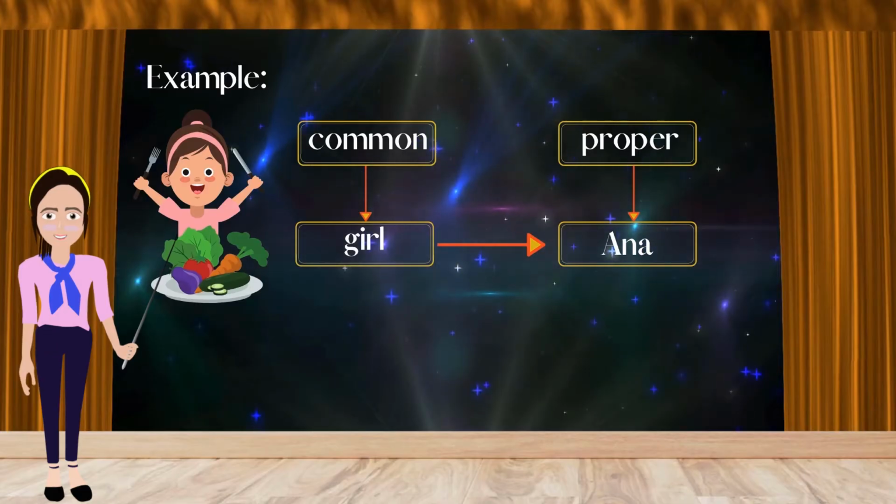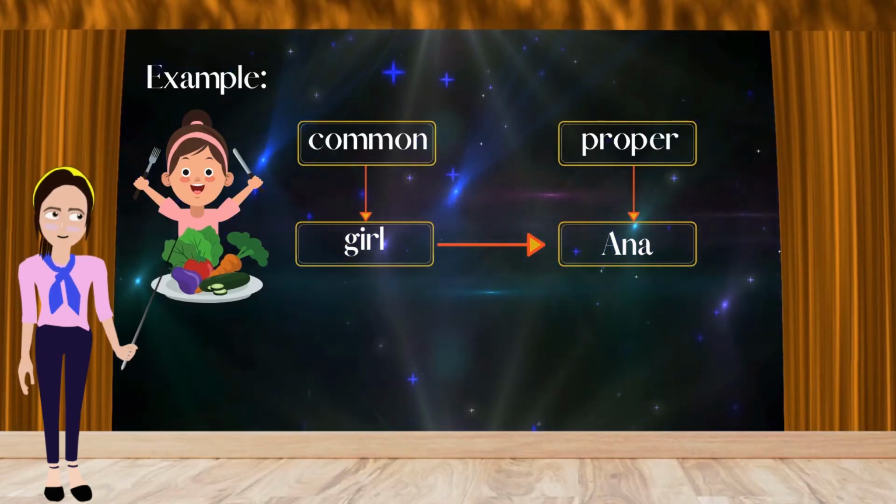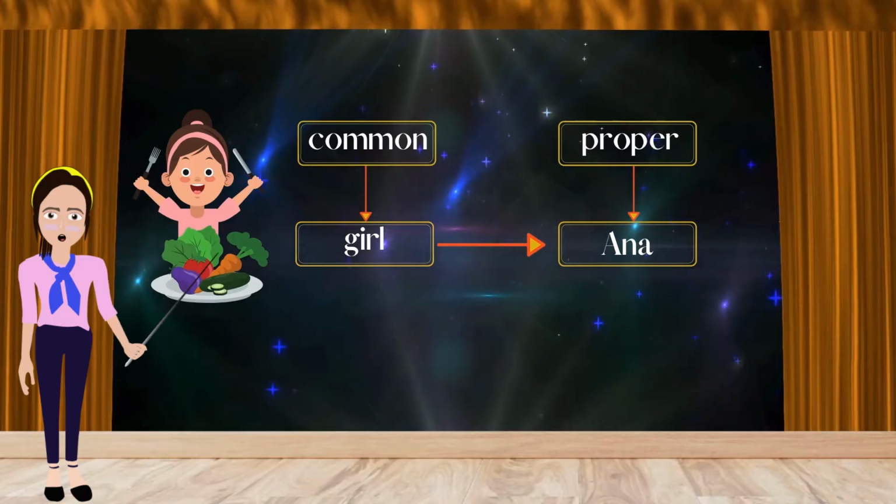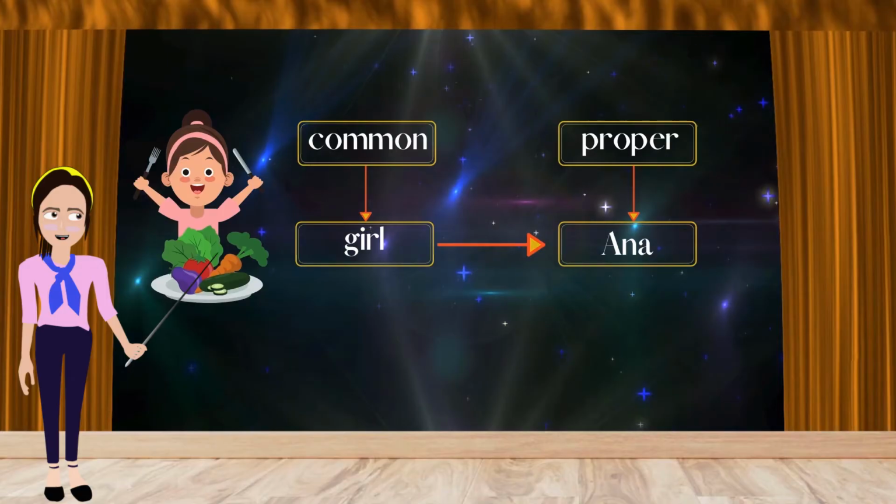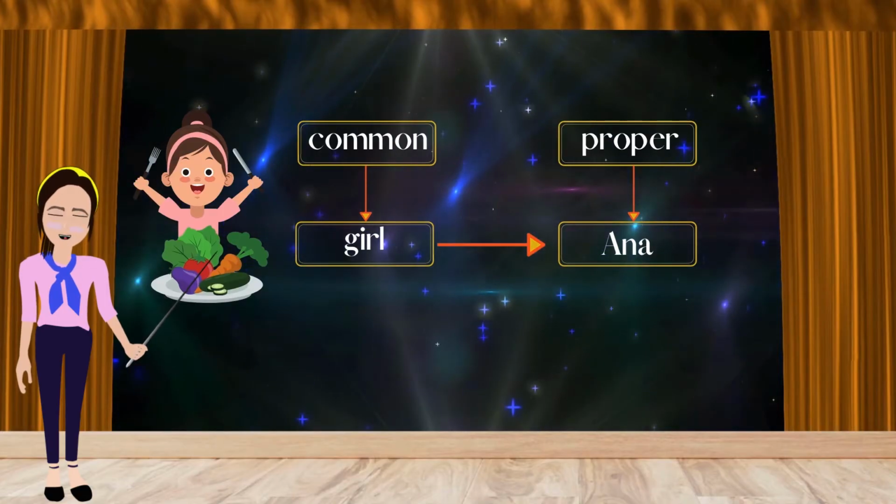For example, girl is a common noun, but if we give a more specific name to the girl like Anna, the name Anna will be a proper noun.